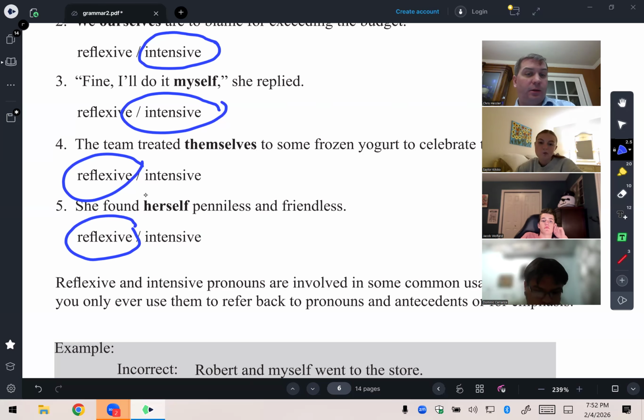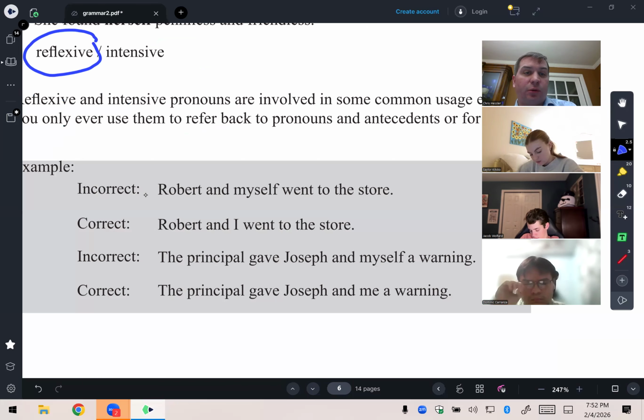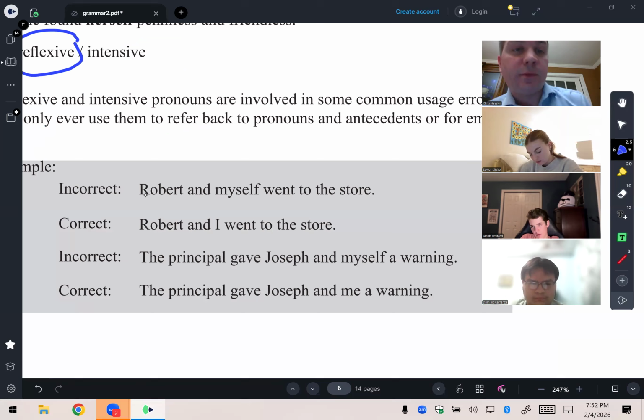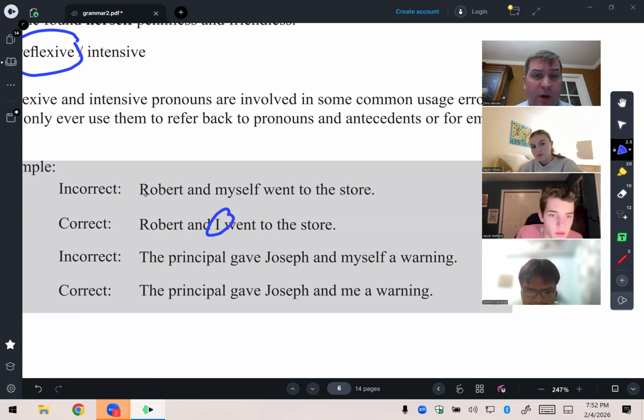Okay. Now we are on to, this is how people misuse these. Robert and myself went to the store. Okay, it would just be Robert and I, right? So we're doing the action, we're doing the going. Yeah, Robert and I went to the store. So yeah, we don't need a reflexive or an intensive.